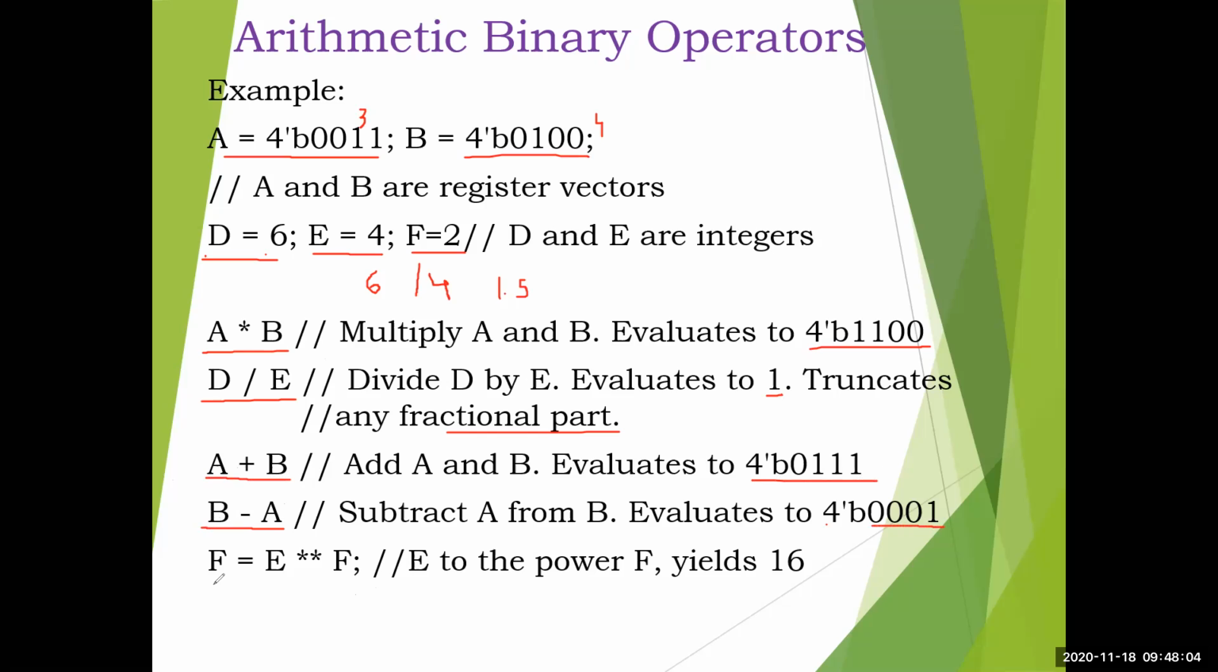Then you have the power here: f is equal to e double star f, that means e to the power f. So e is 4 here, and f is 2, so 4 to the power 2. This can be written in Verilog like this. So what is this answer? 4 to the power 2 is 16, so this yields a result of 16 here.